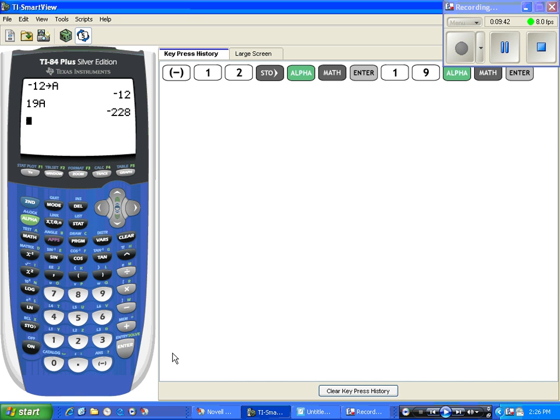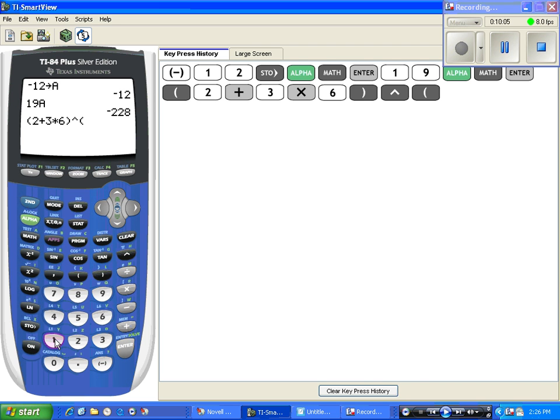Okay. Another nice shortcut is to grab an answer, or something we've calculated before, and use it again in another calculation. So first, let's do the cube root of 2 plus 3 times 6. So we'll do 2 plus 3 times 6 to the power of 1/3. There's our cube root.